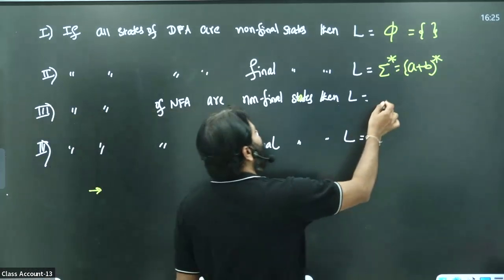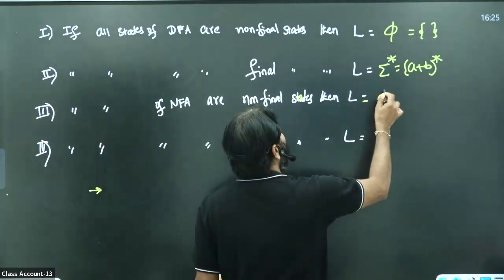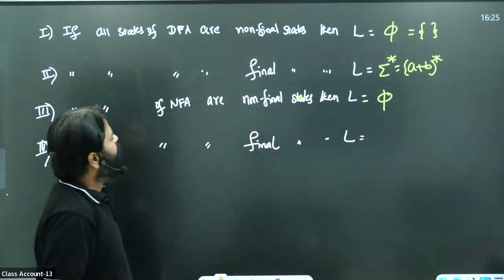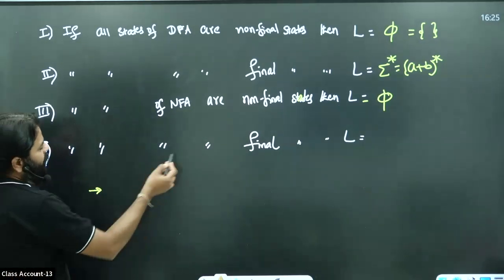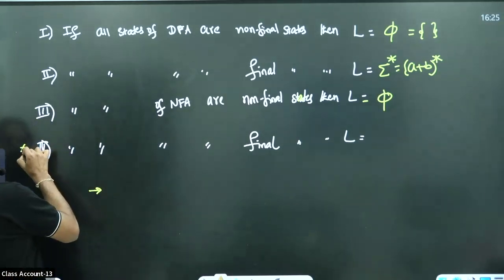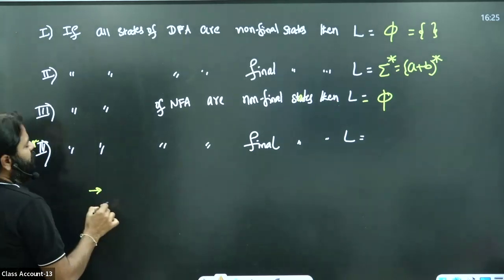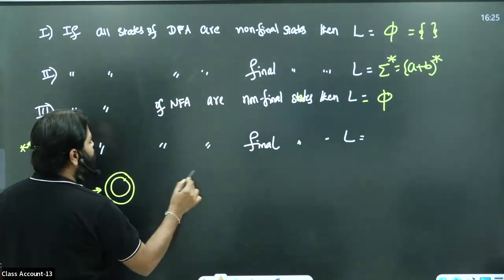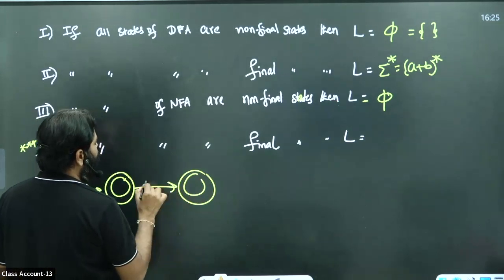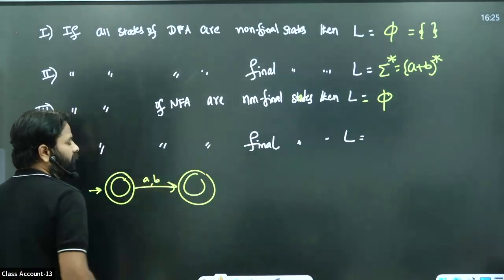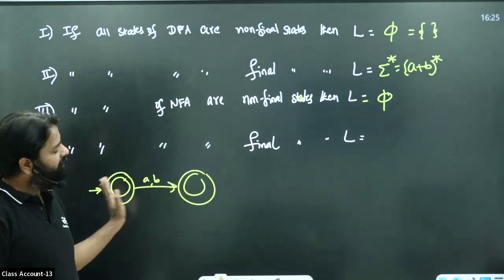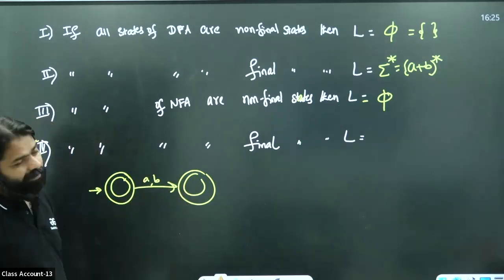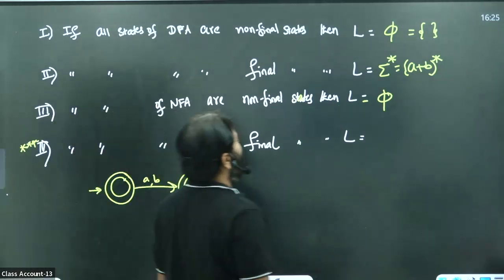It's phi only, because if you want to accept something, then you need a final, right? Here the last one is very important. If all states are final, can you guarantee in NFA, which is sigma star? No, right? This is NFA but not a DFA. Is it having every state as final? Yes. But is it accepting every string? No. Then what is this?